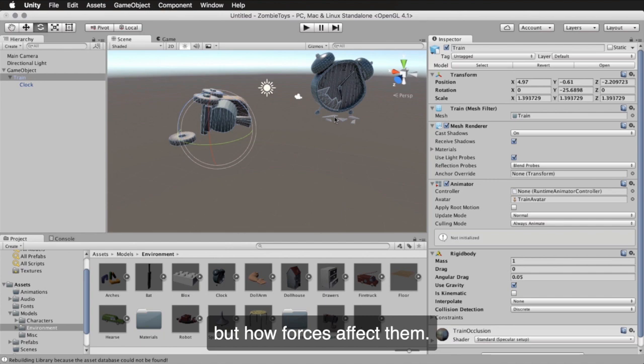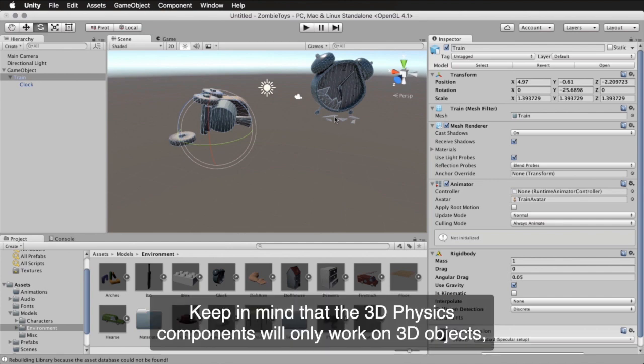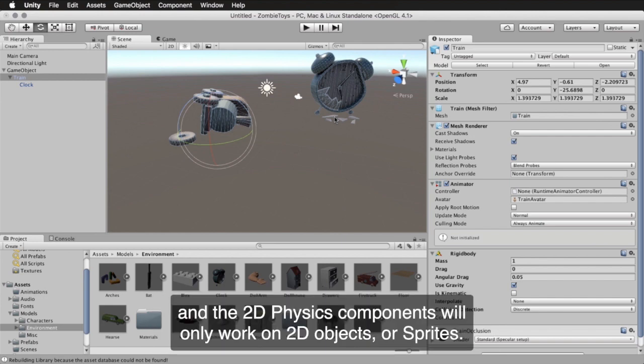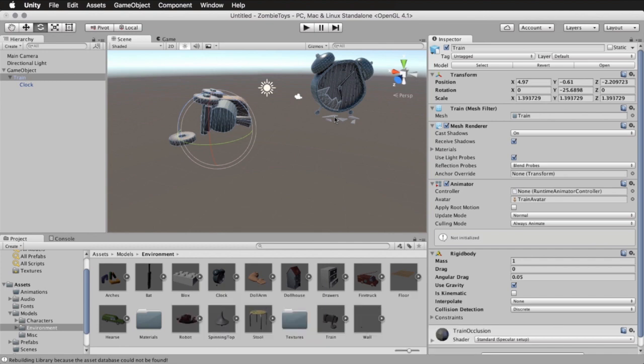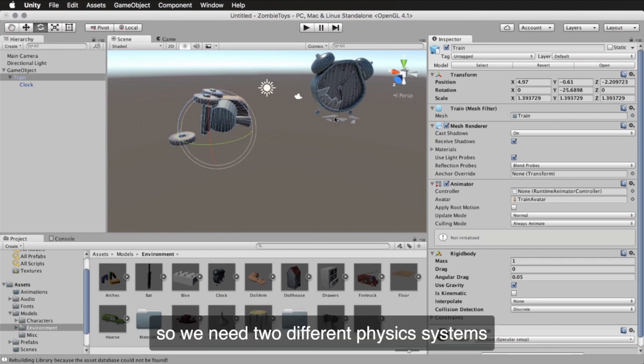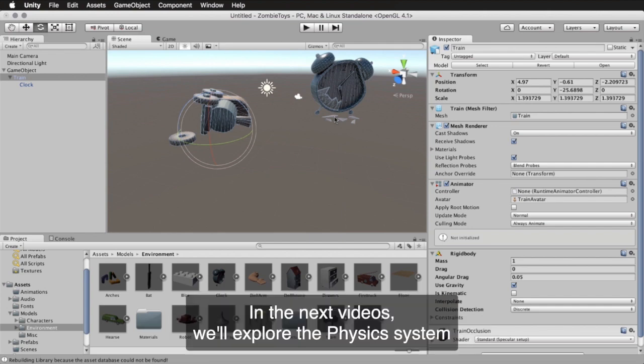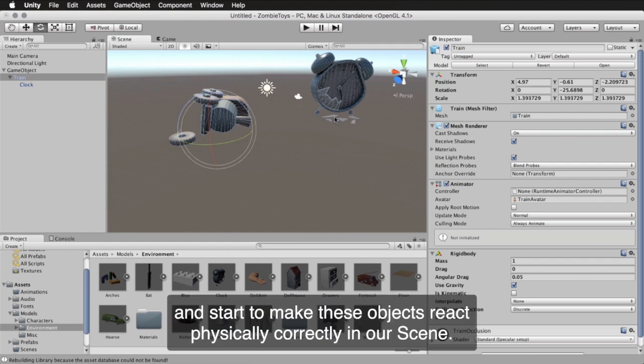Keep in mind that the 3D physics components will only work on 3D objects, and the 2D physics components will only work on 2D objects, our sprites. The two of them will not interact, so we need two different physics systems depending on the objects we're dealing with. In the next videos, we'll explore the physics system and start to make these objects react physically correctly in our scene.